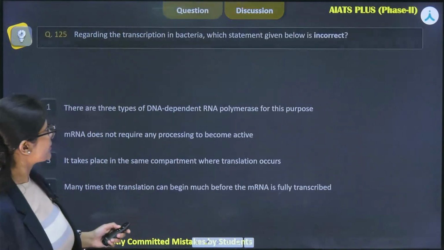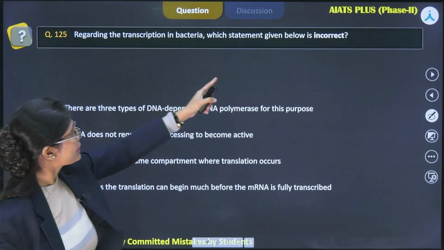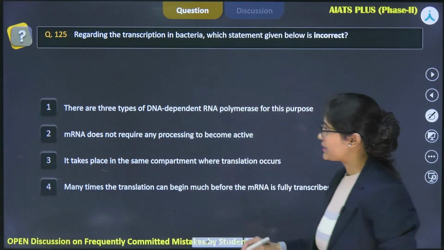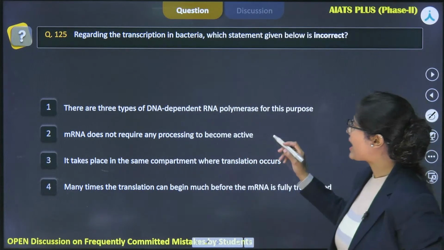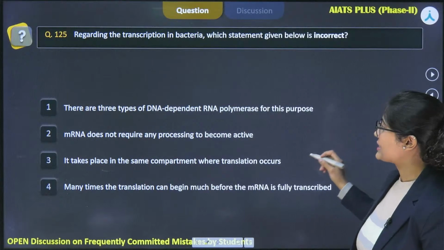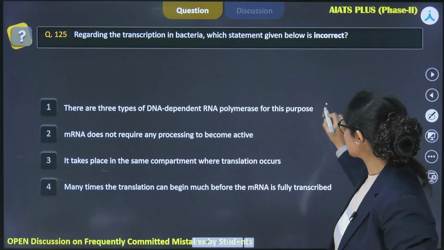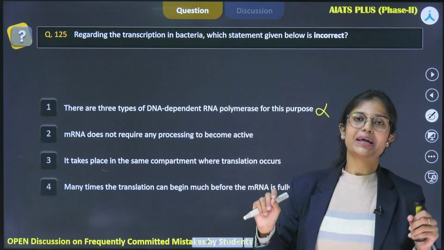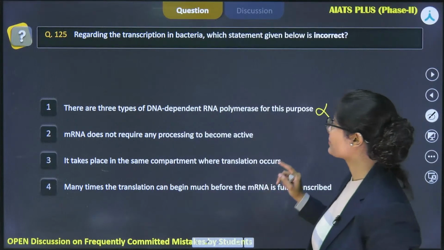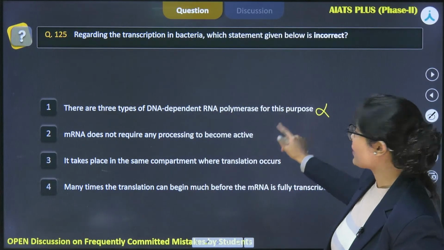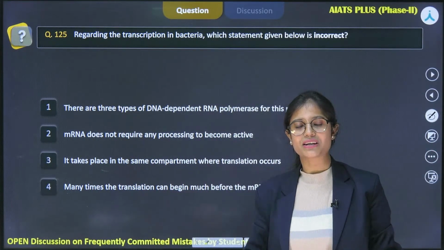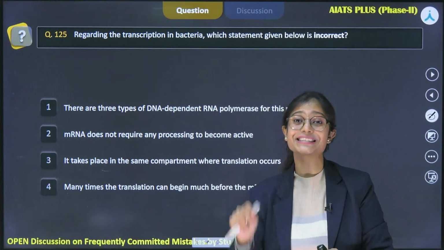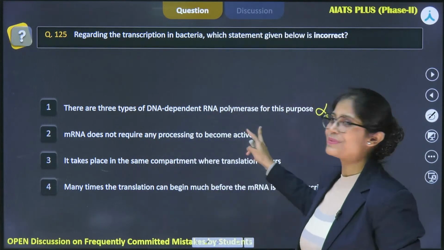Now let's get back to the question which says which statement is incorrect with respect to the transcription in bacteria. First statement, there are 3 types of DNA dependent RNA polymerase for this process. So this is incorrect. The first statement is incorrect. RNA polymerase is the only enzyme in the prokaryotes which can facilitate the polymerization of RNA, any type of RNA polymerization के लिए mRNA, rRNA और tRNA, only one enzyme is required, that is RNA polymerase in bacteria. So first statement ही incorrect हो गया.